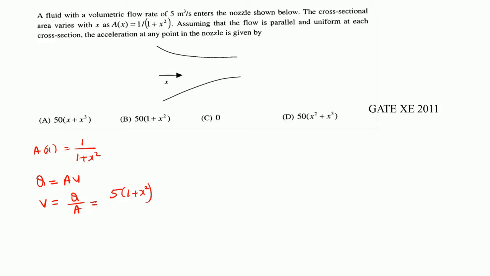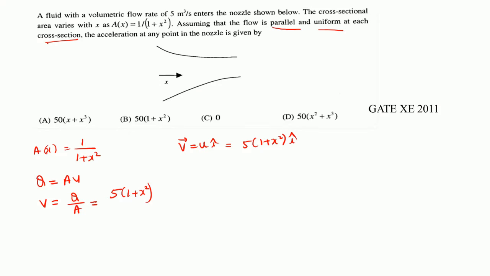Now once we do this, next we have to find out the acceleration at any point in the nozzle. Here observe, it has been given that the flow should be parallel and uniform at each cross section. Now when it is parallel like this, it is a one-dimensional flow. That means V is actually equal to u i, which is equal to 5 into 1 plus x square into i. Now once this is given, we can find out the acceleration easily.